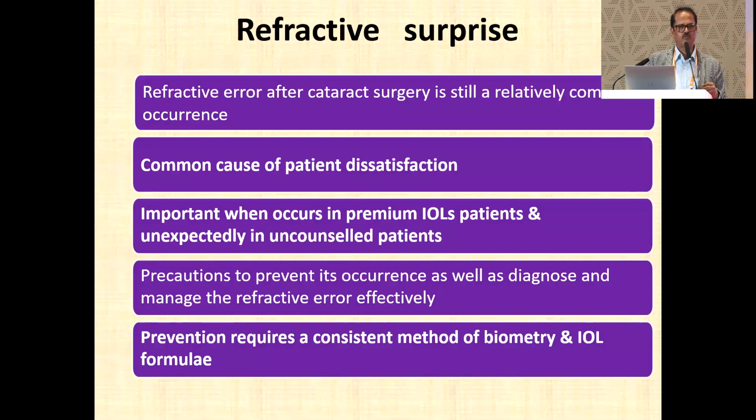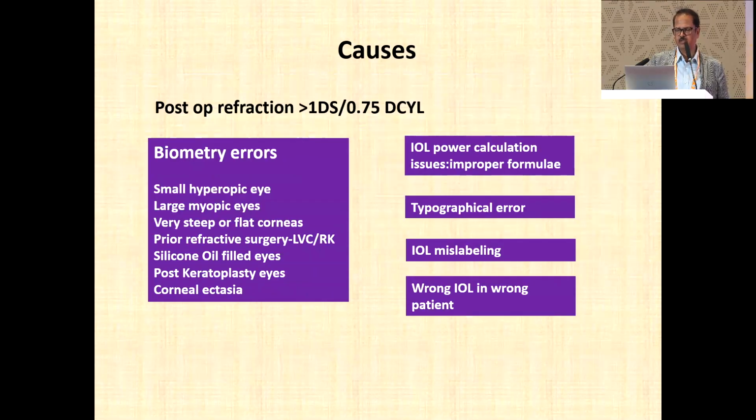But no matter what you do, there are some situations where we get some refractive surprises which can lead to a dissatisfied patient, particularly once you have implanted some premium lenses. So all precautions have to be taken to prevent its occurrence as well as to diagnose and manage it effectively at a particular point of time. So prevention requires a more consistent method of biometry and intraocular lens formula. So I won't go into that detail. It has already been dealt with.